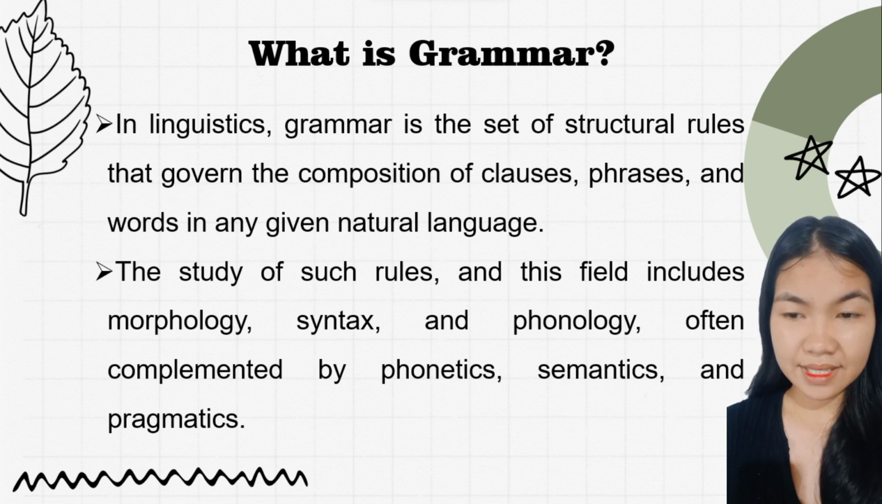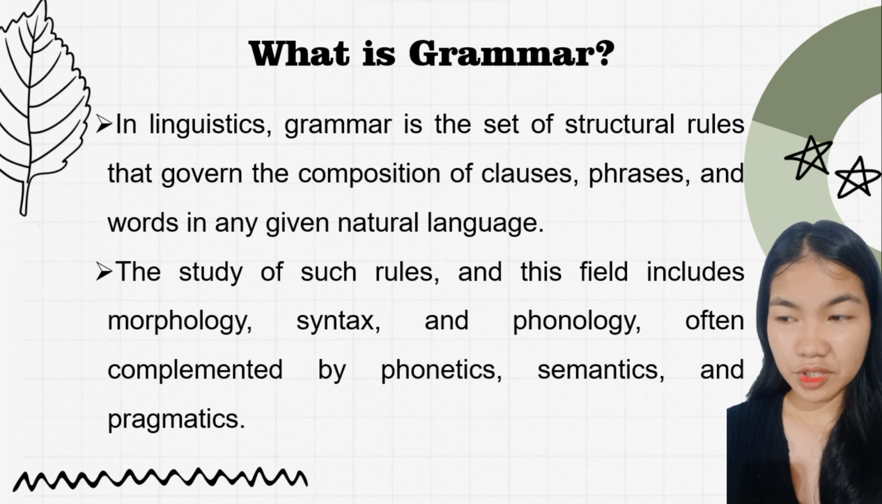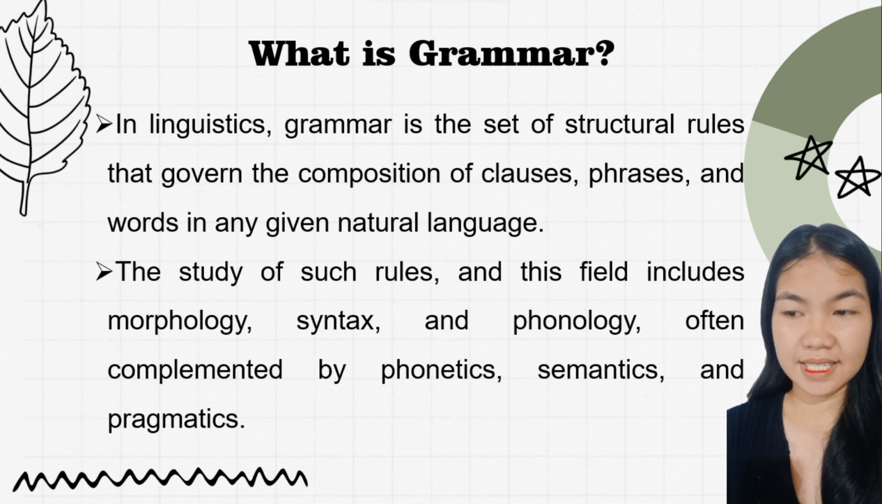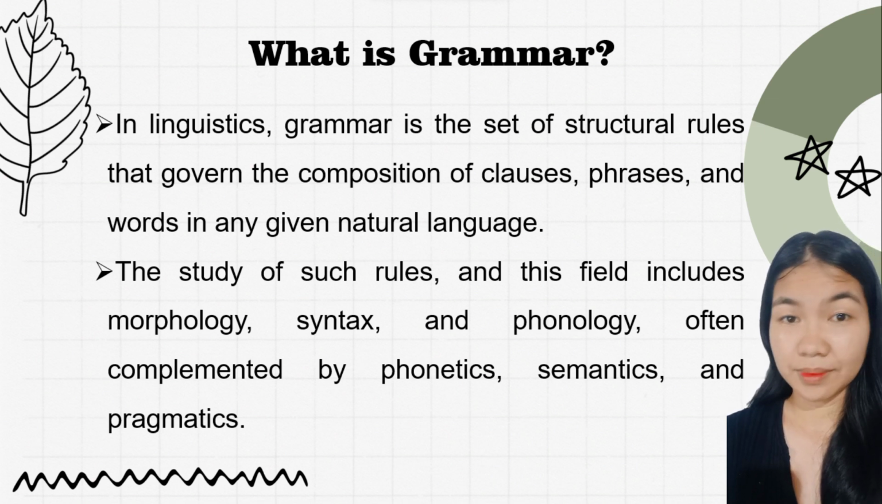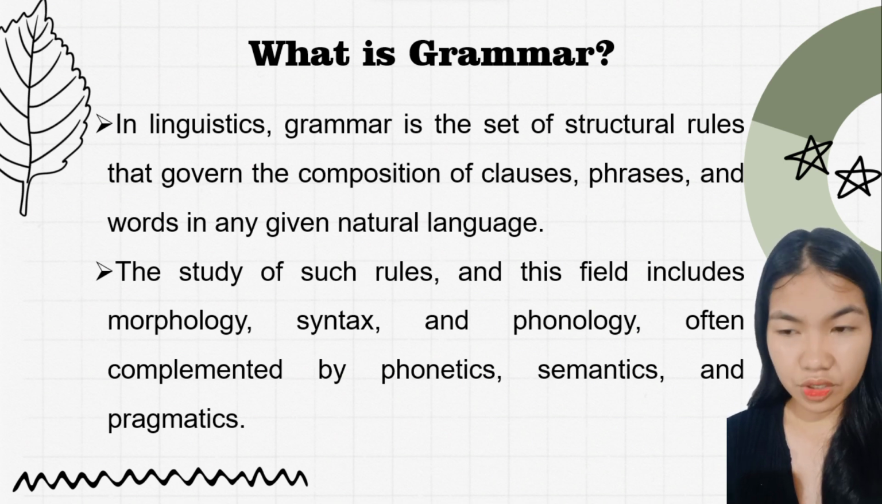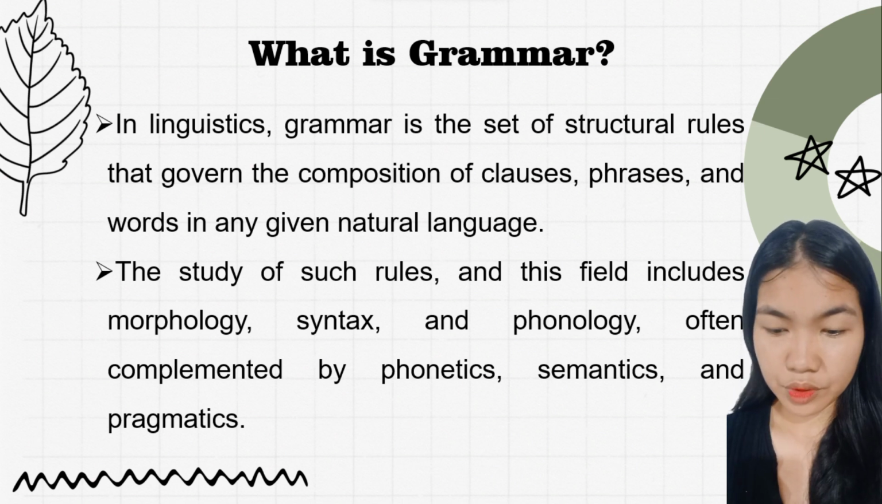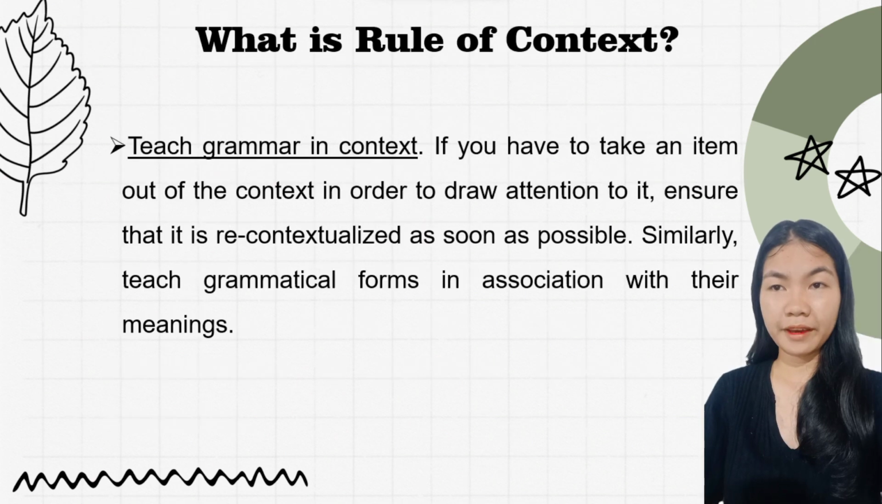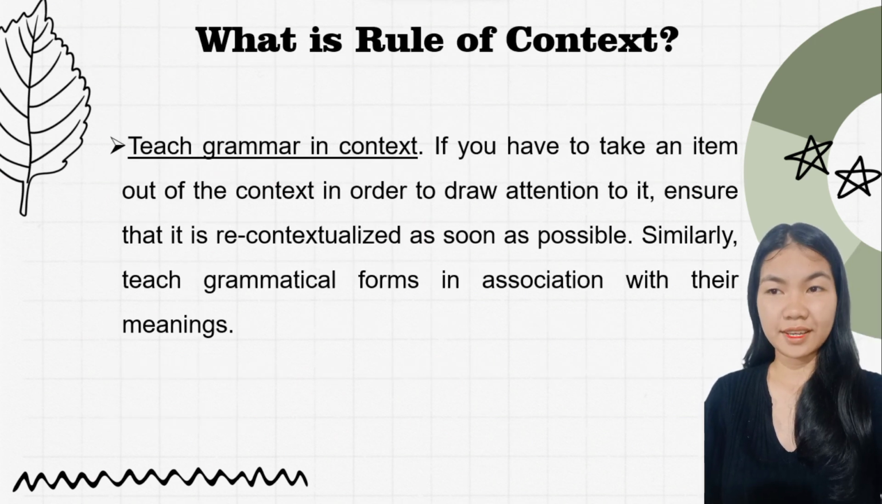Now we have the semantics. It is the study of relationship between linguistic forms and entities in the world. It focuses on the meaning of the sentence. And we have the pragmatics, which is the study of the relationships between linguistic forms and the users of those forms. Now we have the rule of context.